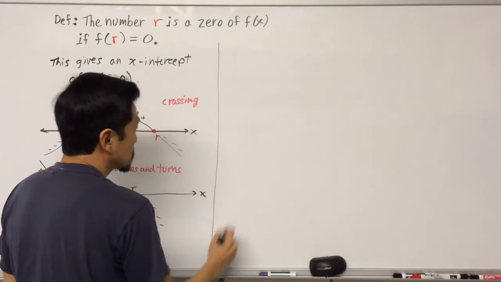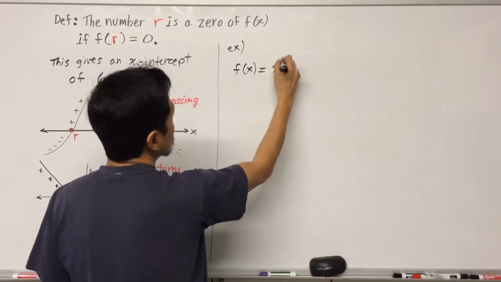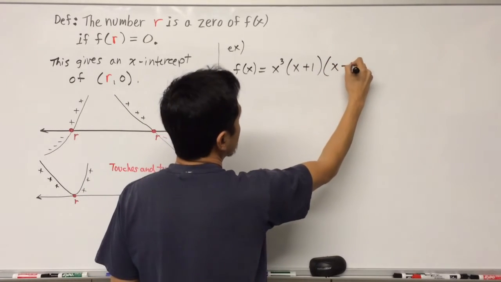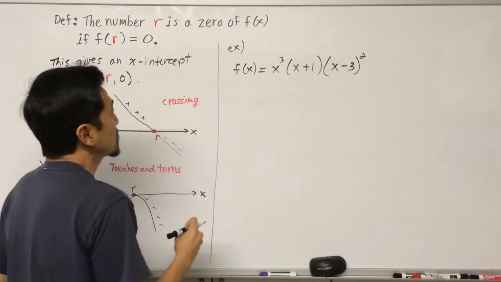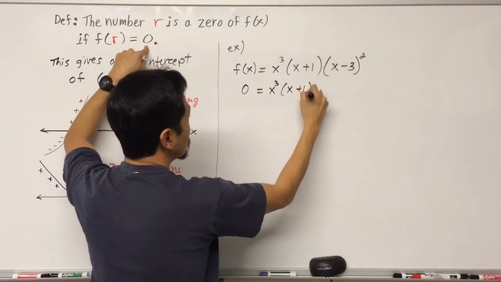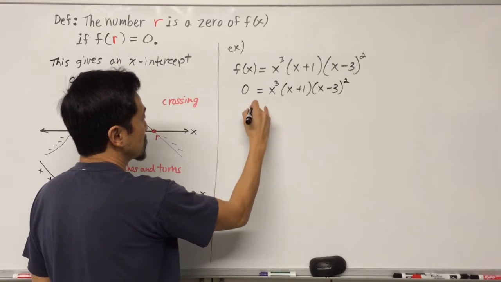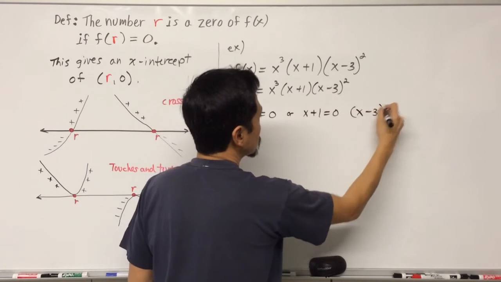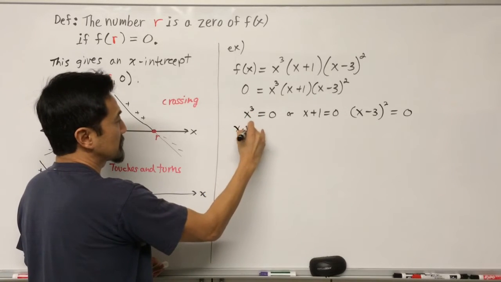To start, let's look at an example. Let's say I have this function f of x, which is x cubed times x plus 1, and then that's multiplied with x minus 3 to the third power. Okay. Now, if I wanted to find the zeros, I would have to set my function equal to 0. And then you would have to set each of those factors to 0, right? So you've got x cubed equals 0, or x plus 1 is 0, or x minus 3 squared is equal to 0.